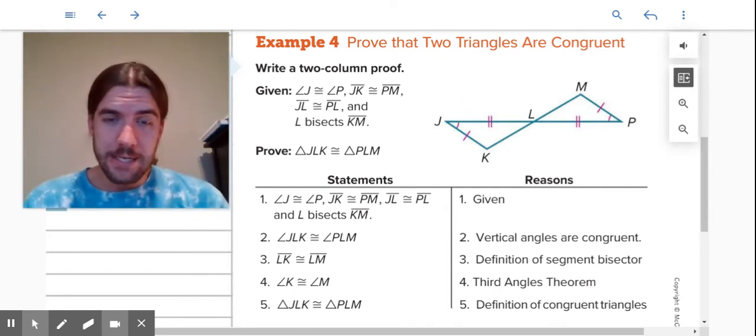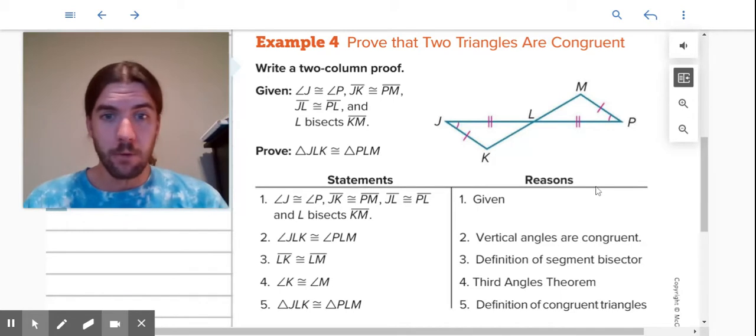So they want us to write a two-column proof. A two-column proof requires some statements and some reasons for making those statements. So what is given to us? Well, given to us is angle J is congruent to angle P. So this guy and this guy are congruent. The length JK is congruent to the length PM. So JK, that line segment, is congruent to PM.